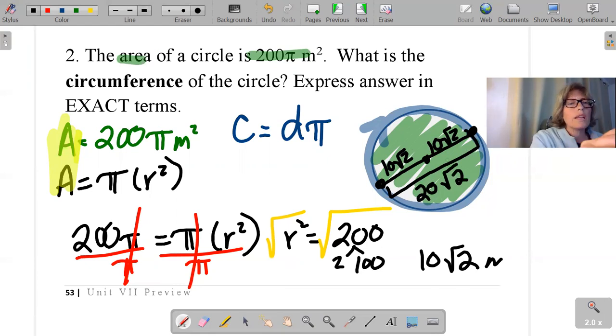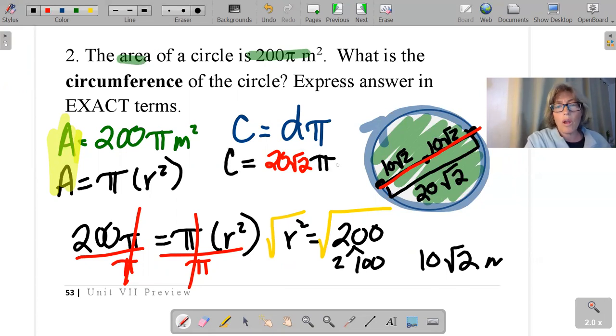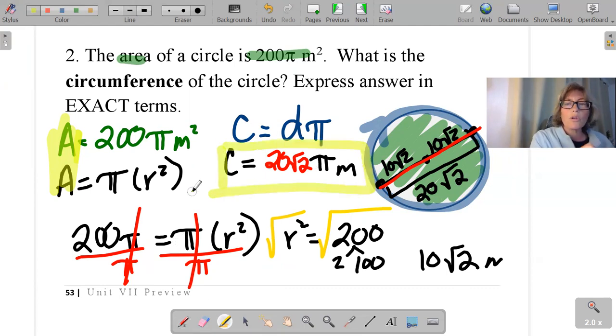Now I have everything I need. My diameter is 20 root 2. Pi is my circumference. And now we're done. Oh, meters. We want our answers in exact terms, so you're done with that radical.